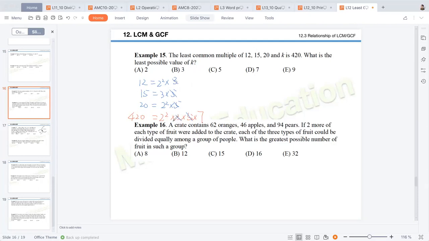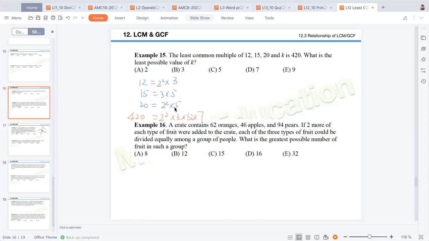So how to, Emily, give me the right answer, okay? Erin, give me the right answer. So step one, I just write them all in prime factorization, right? I know 12 equals 2 squared times 3, 15 equals 3 times 5, 20 equals 2 squared times 5. Of course, I must separate the 420. And 420, I get what? 2 squared times 3 times 5 times 7.